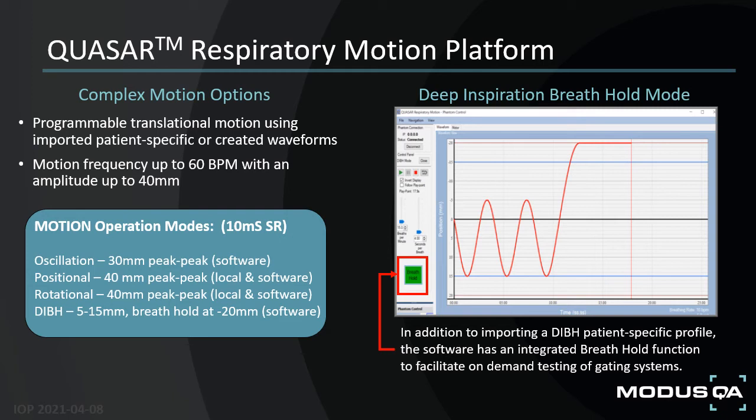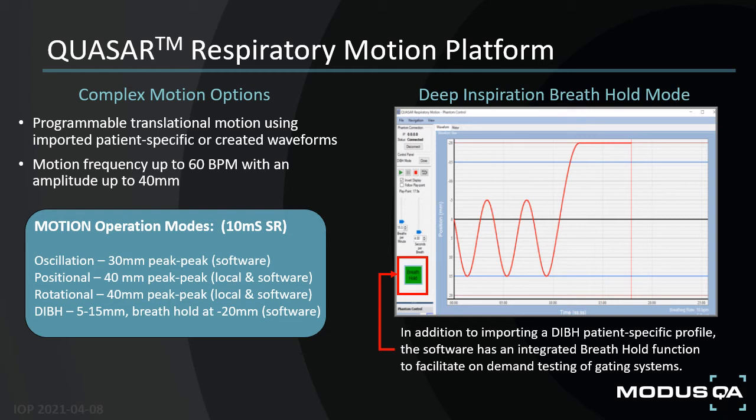But the software feature that I really want to focus on most right now is this deep inspiration breath hold mode. What this mode does is provide efficiency for physicists who like to use a breath hold technique in their treatment protocols. You simply click that green breath hold button on the right hand side of that window, and the phantom will automatically simulate the breath hold, which is particularly useful to facilitate the testing of gating systems. We are actually the only company that offers this integrated feature with the Motion Phantom.